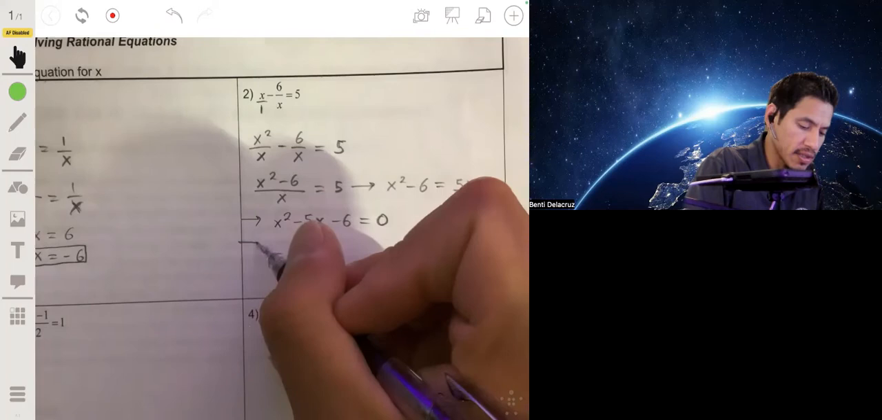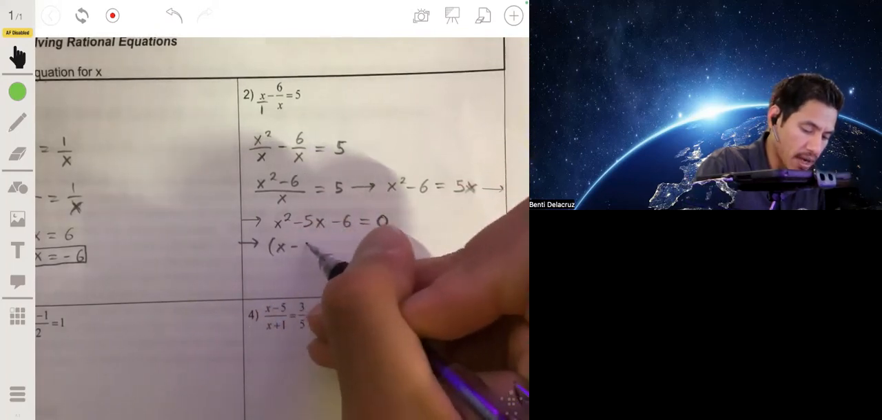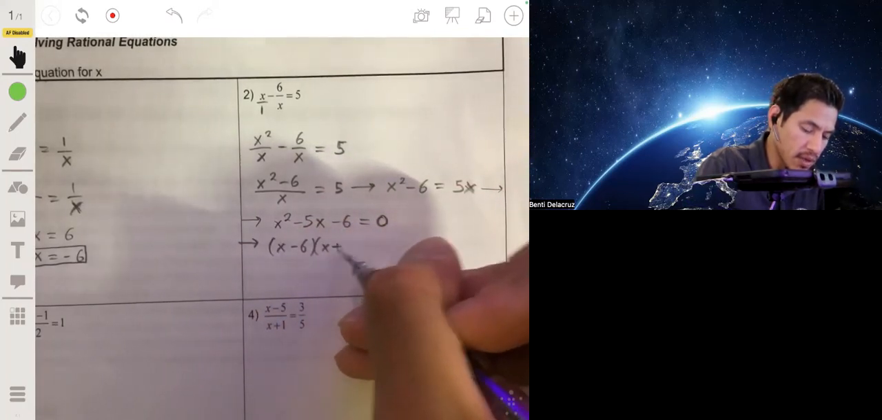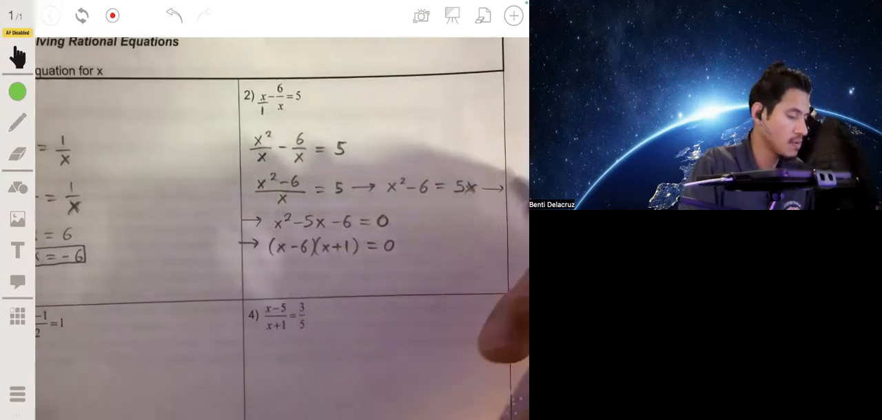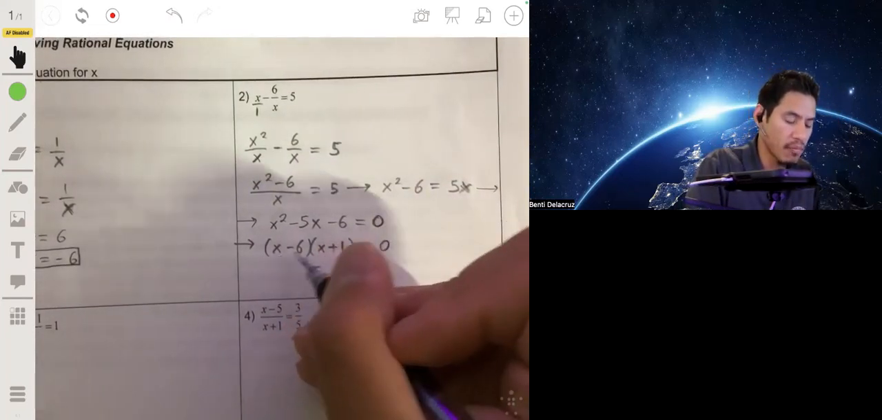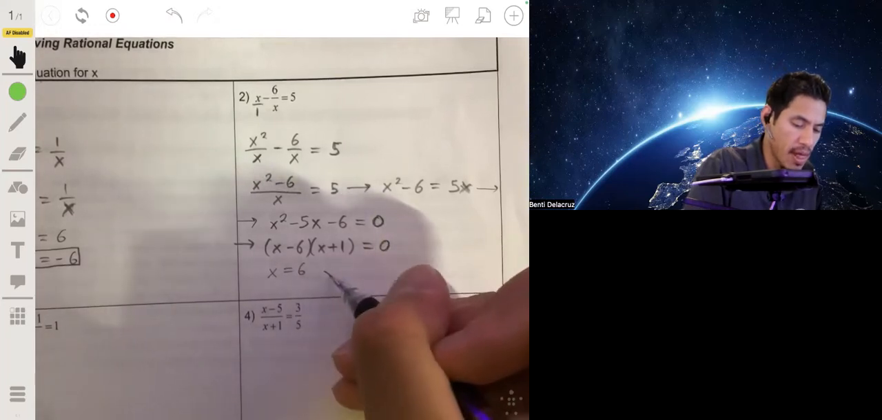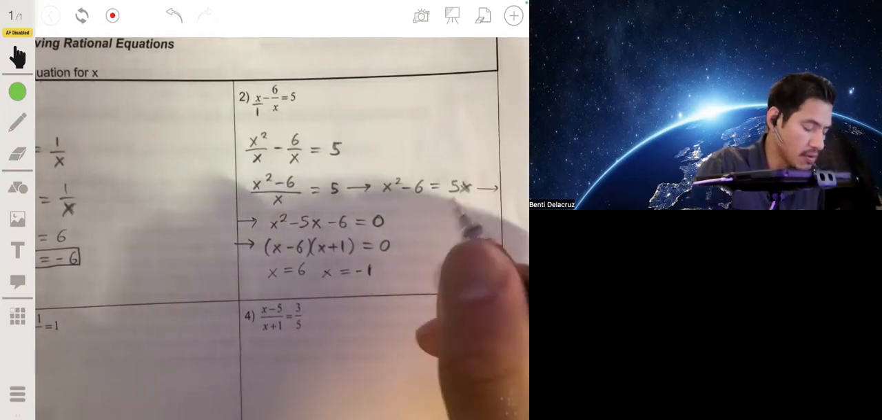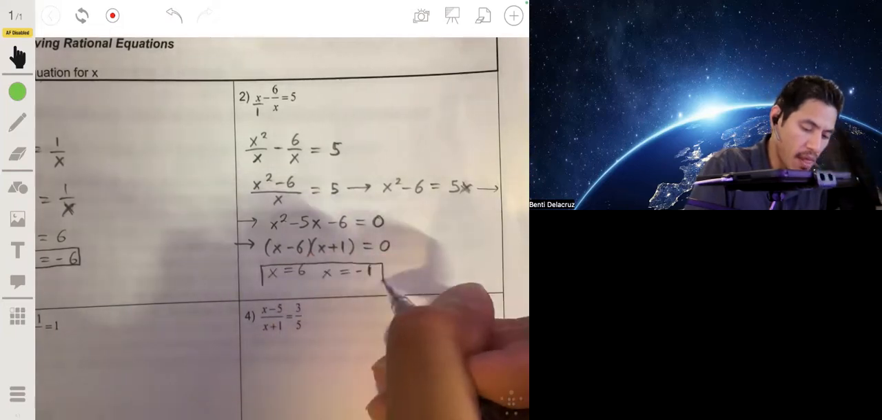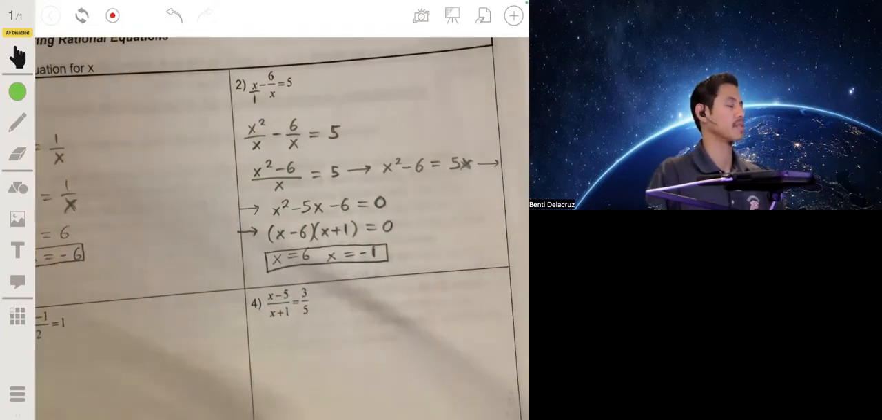We can factor this, and we'll get x minus 6 times x plus 1 equals 0. And then we'll have one solution for this one, x is 6, and the other one will be x is negative 1. And those will be our two answers.